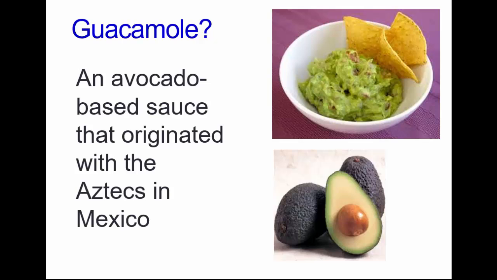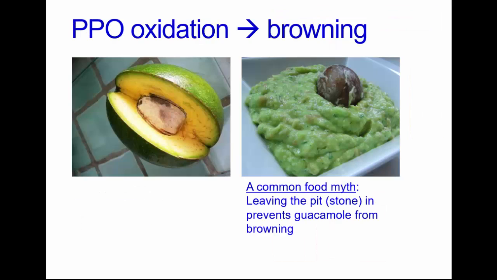Okay, so guacamole, an avocado-based sauce that goes very quickly brown due to polyphenol oxidase action. The action of chopping and blending the avocado greatly increases the surface area, and hence the exposure to oxygen, greatly accelerating the reaction. There is a good way of stopping this, which some of you may well already be familiar with. One myth, though, leaving in the stone does not inhibit browning.